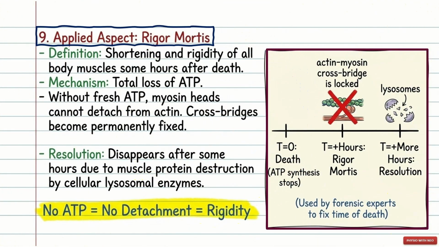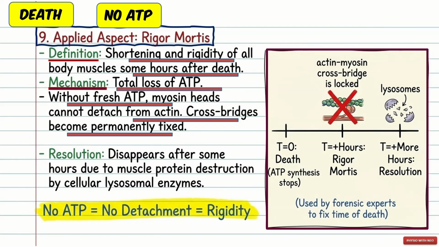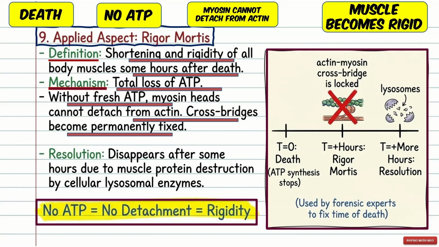Now let's connect physiology to the real life application. There is shortening and rigidity of all the body muscles soon after death. The cause is total loss of ATP, because after death the ATP production stops, and without fresh ATP the myosin heads cannot detach from actin and the cross bridges become permanently fixed. This is called rigor mortis. So look at this sequence. There is death, then ATP production stops, myosin cannot detach from actin, and the muscles become rigid. And that's why the key statement is: no ATP, no detachment, leading to rigidity. This is also a beautiful example of why understanding ATP is more important than simply memorizing its role. But remember, this rigidity disappears after some hours due to muscle protein destruction by cellular lysosomal enzymes.